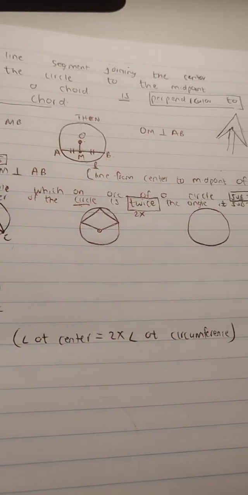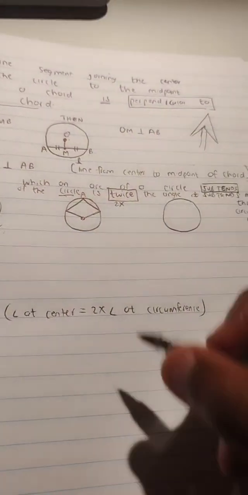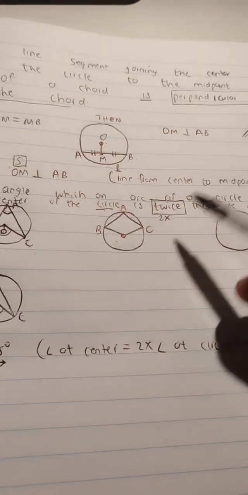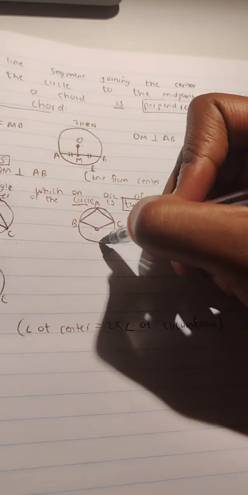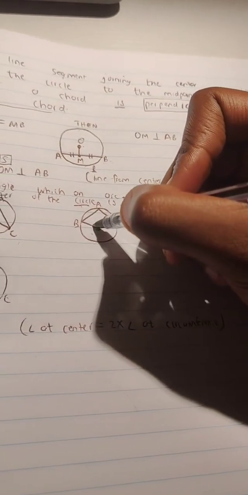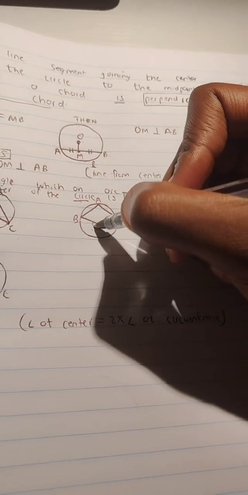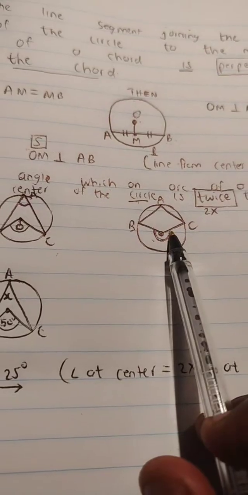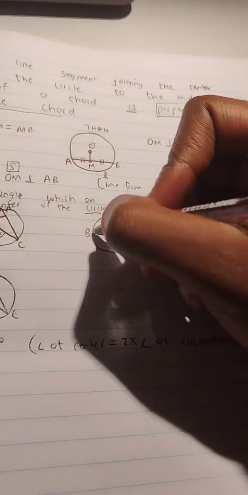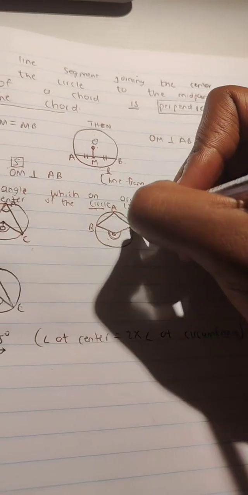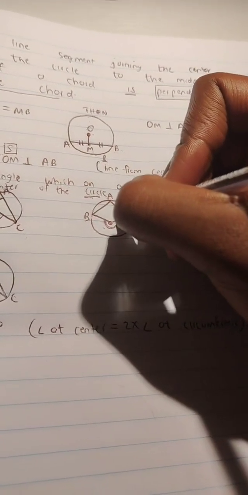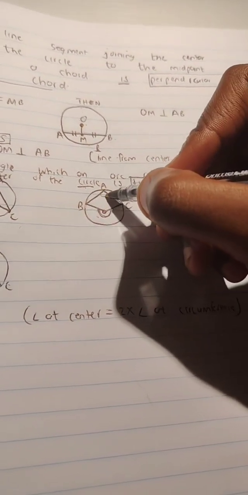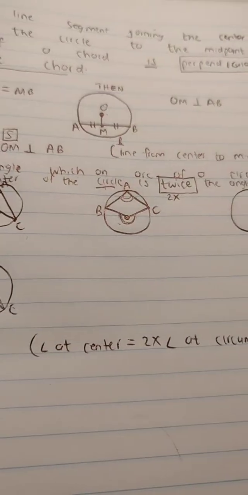Okay. A, B, C. Which arc? This arc. Arc BC, directly opposite to the angle at the center, which is situated exactly there. All right. The angle that arc BC subtends is this angle. The same arc BC subtends this angle at the circumference.